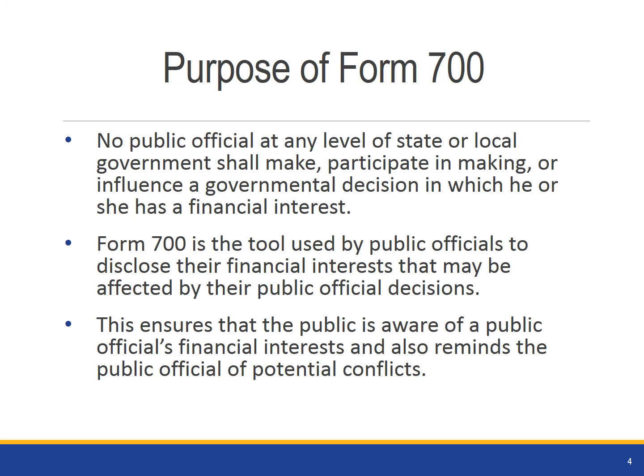What is the purpose of the Form 700? One of the main purposes of the Political Reform Act is to ensure that public officials are making decisions in the public's interest and not their own. A public official may not make, participate in making, or influence a decision in which he or she has a financial interest. Form 700 is the tool used by public officials to disclose their financial interest that may be affected by their public official decisions. This ensures that the public is aware of a public official's financial interests and also reminds the public official of potential conflicts.